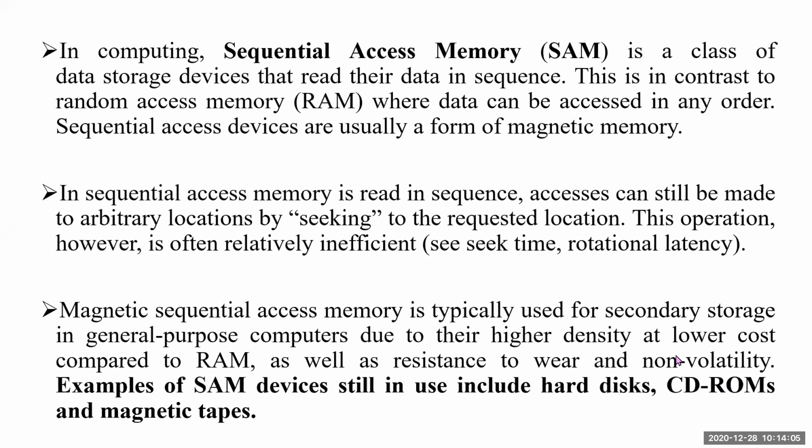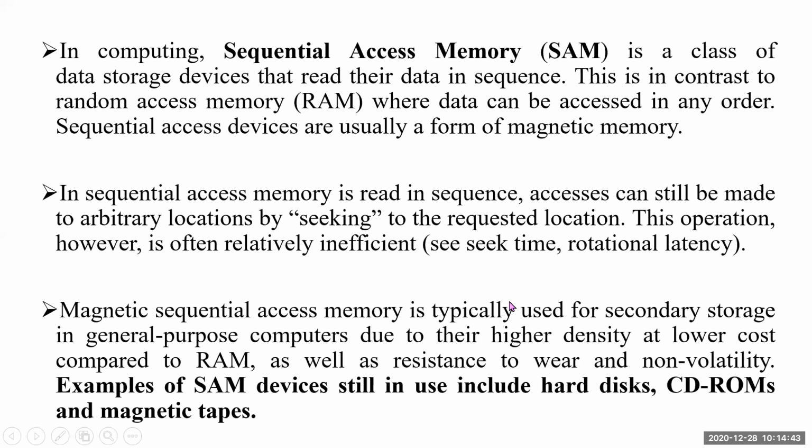And this one is again non-volatile. Examples of SAM: hard disk is one example of a serial access memory or sequential access memory. The CD-ROM is another example of SAM, and magnetic tapes are another example. One of the best examples of SAM, if you have access to tape recorders, is the cassettes used in them. Those are called magnetic cassettes, and they are again an example of SAM.